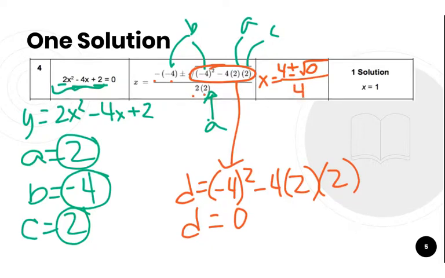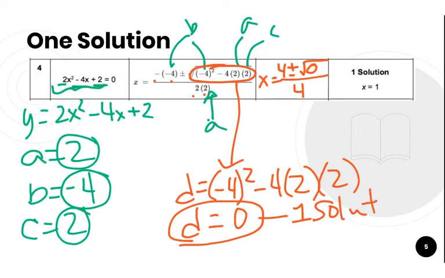Remember, if the D value equals 0, then it's only one solution, one root. So if I looked at the graph, and I actually don't know where it hits the x-axis, but it should only hit it once.